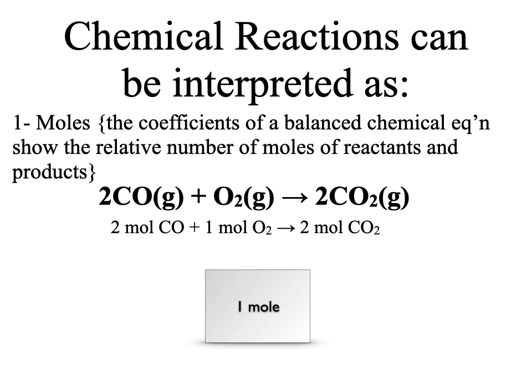So we're going to use the reaction of carbon monoxide and oxygen to form carbon dioxide. In this reaction, I have 2CO plus O2 yields 2CO2. So that means I have 2 moles of carbon monoxide, 1 mole of oxygen, and 2 moles of carbon dioxide.